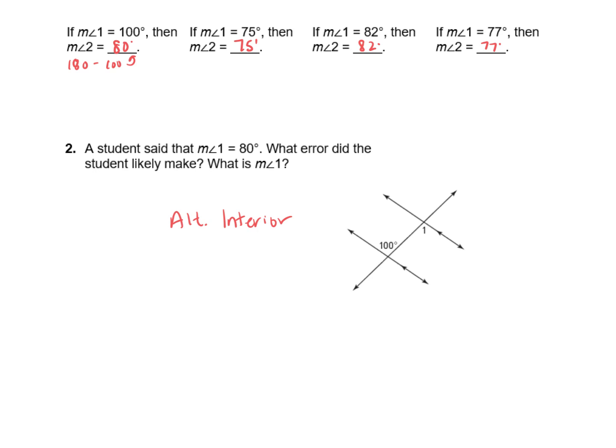And what we just talked about up above, the alternate interior angles are congruent. What this student did is they thought they would be supplementary. If this is 100, they said that's 80 degrees because 100 plus 80 is 180. But alternate interior angles are not supplementary, they are congruent. So the measure of angle 1 is going to be 100 degrees.